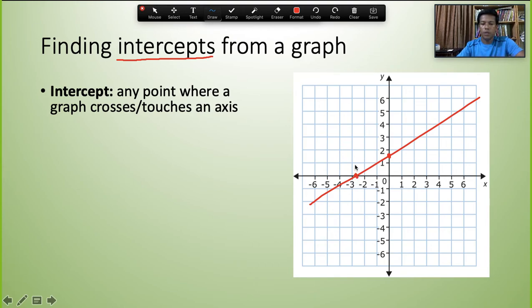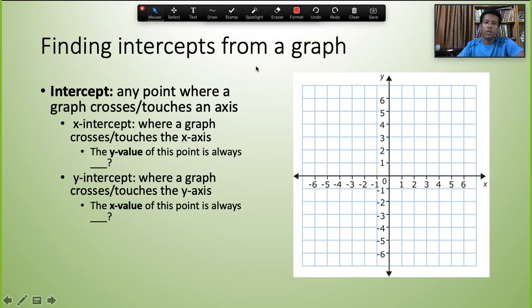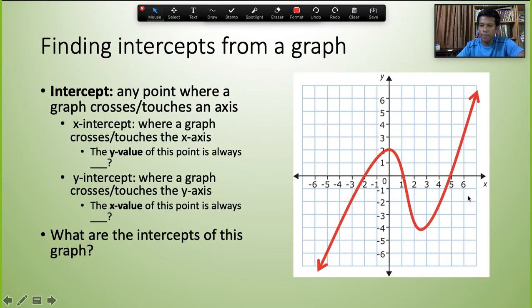Okay, now we can draw a curve also. Then you will have multiple intercepts. Suppose this point, this point, this point, and if you just go more and more, then you will have more and more points, more and more intercepts. So in this question, you have 2 x-intercepts and 1 y-intercept. This is called intercept.